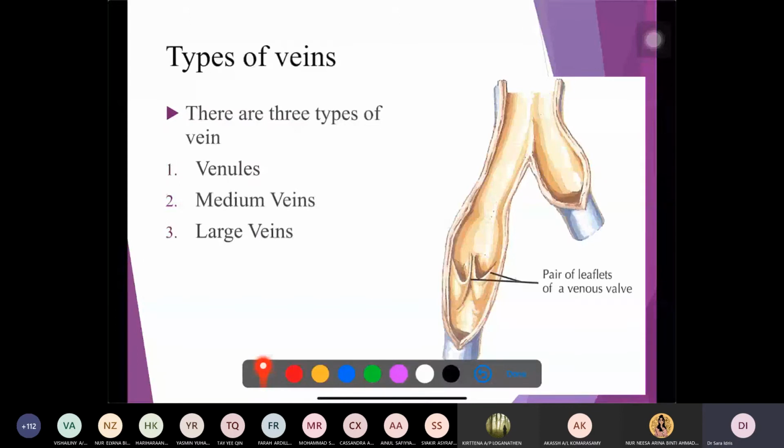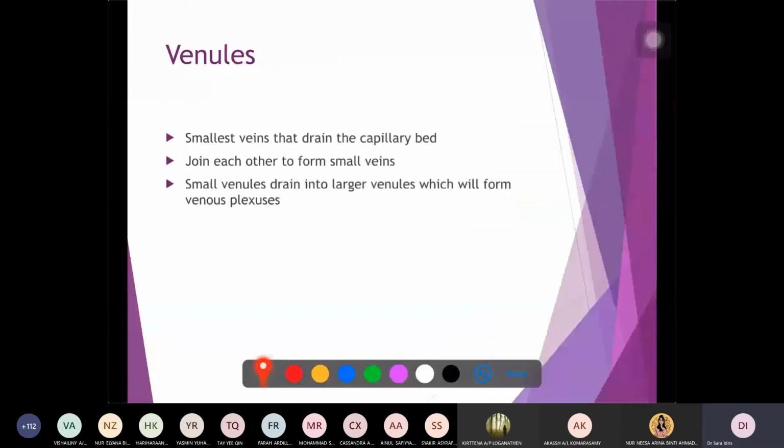And then the type of veins, also you have three. You have the large vein, the medium vein, and the venules. So venules are the smallest of all your veins, just like arterioles are the smallest of all your arteries. Venules are the smallest veins and they drain the capillary bed. So arterioles will feed the capillary bed and the venules will drain the capillary bed.